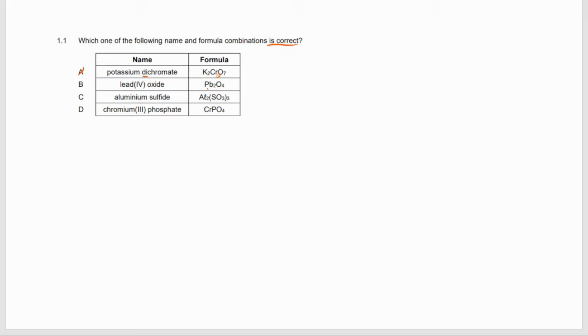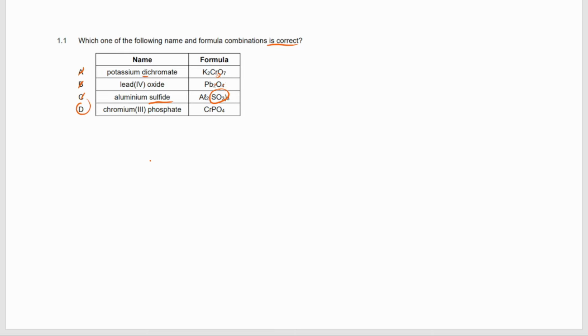Lead 4 oxide, so again the valency crossing is fine, but if they're common multiples like this, we always put them in the simplest form, the simplest ratio. So that is not the simplest form. Aluminium sulfide, so over here again, this is sulfite. So again, sorry, that's not correct, so we know D is correct. Okay, and we can also confirm.